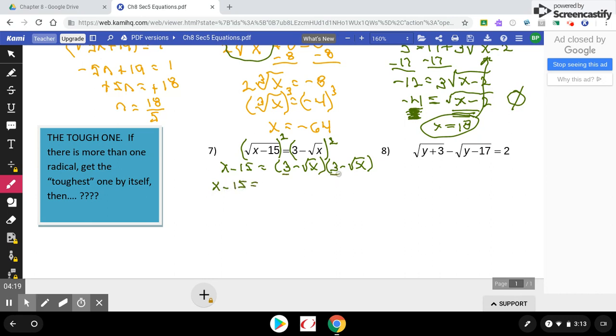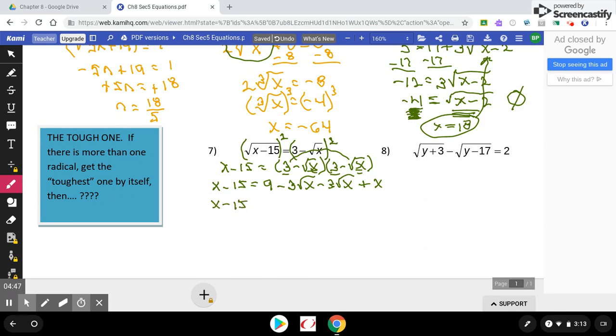First times first. That's 9. Multiply the outside 2. It's negative 3 times the square root of x. Multiply the inside 2. Same thing. Last one times last one. Well, it's a negative times a negative. And I get a pair of x's. So if I take a square root of a pair of x's, I get 1x. It pops out of there. So kind of like what happened on the left side. Cleanup time.